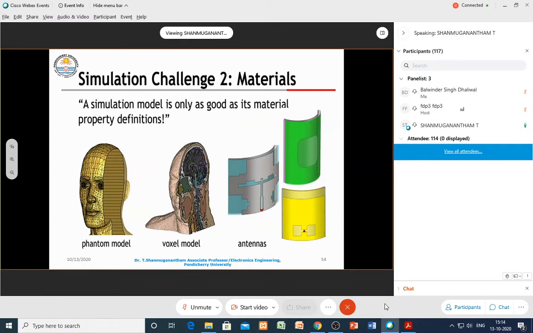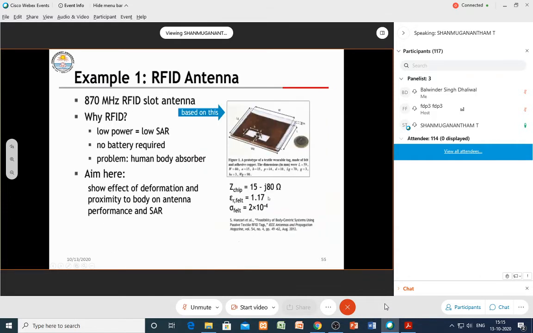And this is the simulation challenge that is different. The materials, so mainly the material properties are very important, particularly for flexible antennas. Based on the material properties and material selection, the properties can change. So properties are not uniform for all the materials. Different materials, different properties of this flexible antenna. This is the phantom model and voxel model and the flexible antennas.